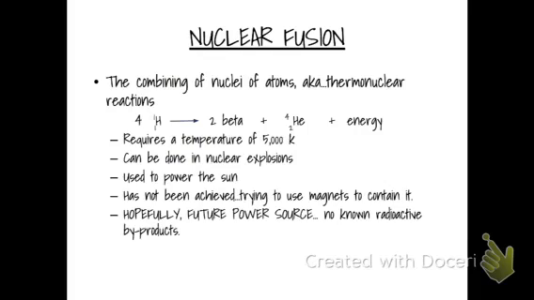Nuclear fusion is the combining of nuclei of atoms, aka thermonuclear reactions. It requires a temperature of 5,000 Kelvin, which is pretty darn hot. It can be done in nuclear explosions. It's used to power the sun. It's not been achieved trying to use magnets to contain it. Hopefully a future power source. Again, lots of 80s science fiction movies are all talking about nuclear fusion, and that was a long time ago and we still haven't figured it out. So hopefully soon.